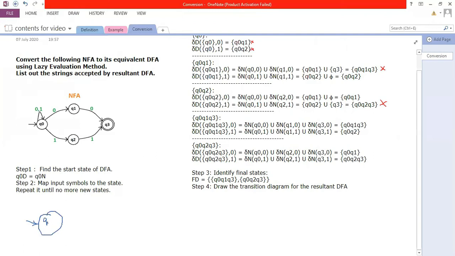Q naught. So Q naught with 0, yeah, Q naught with 0 is which state? Q naught with 0 is Q naught Q1, isn't it?